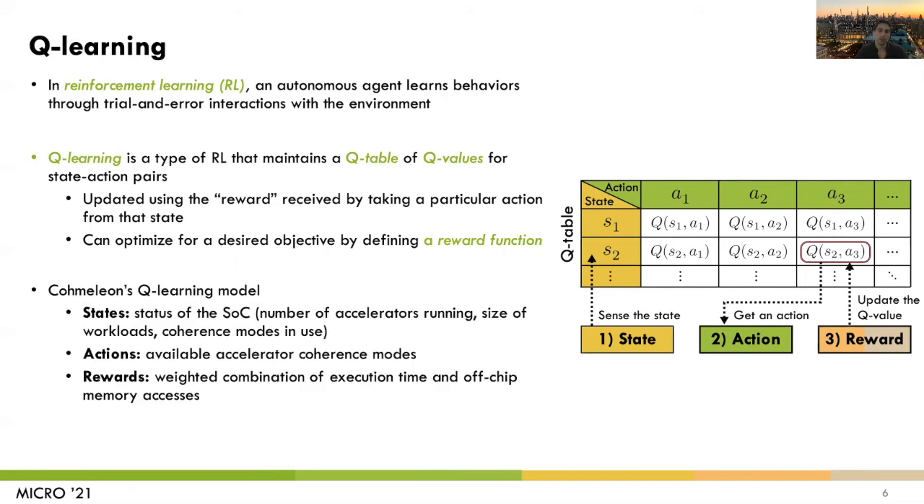In Cohmeleon, we define the Q-learning model using states that are the status of the SoC, such as number of accelerators running, the size of workloads, and the coherence modes in use. The actions are the available accelerator coherence modes, and the reward function is defined as a weighted combination of execution time and off-chip memory accesses.